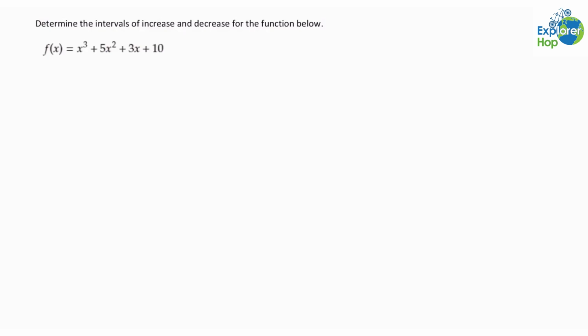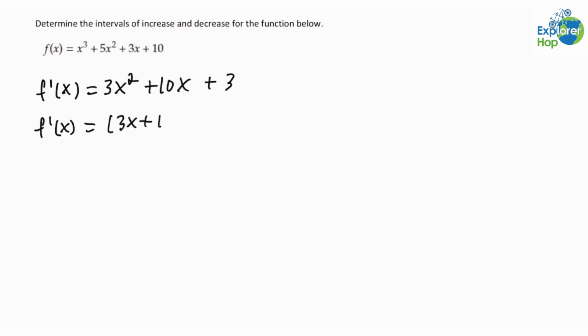So let's first find the derivative of f of x by applying the differentiation rules we've learned. So the derivative of f of x is equal to 3x squared plus 10x plus 3. And factoring this polynomial, we get that the derivative is equal to 3x plus 1 times x plus 3.